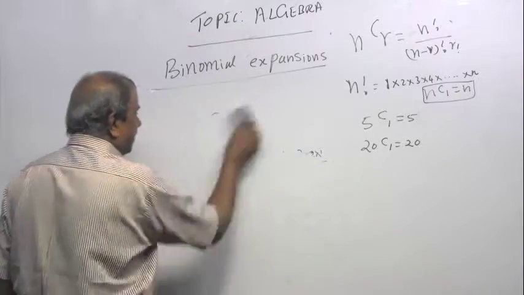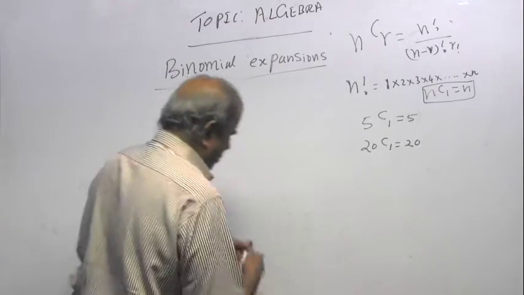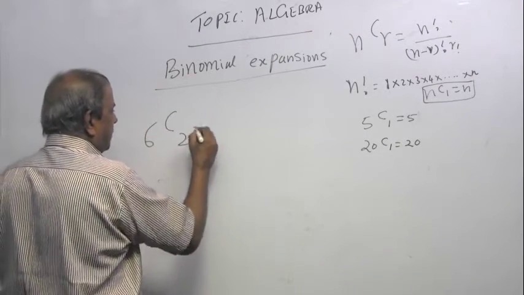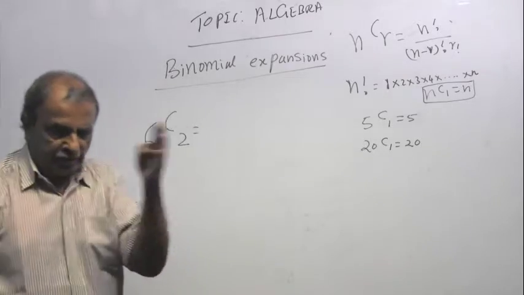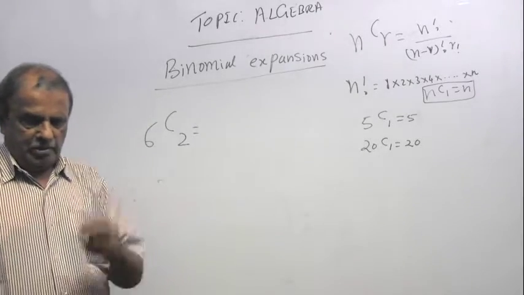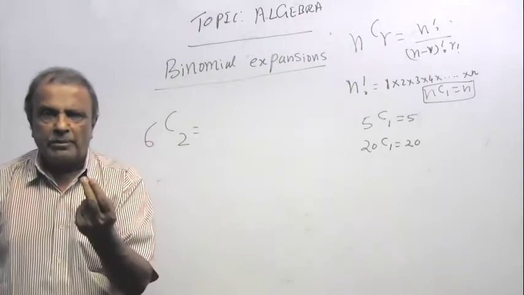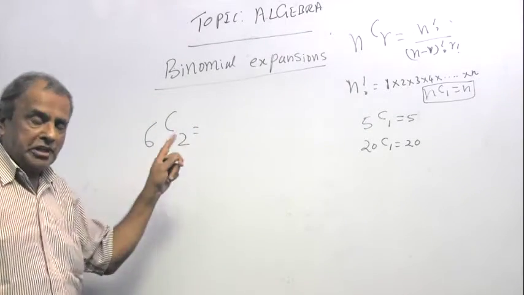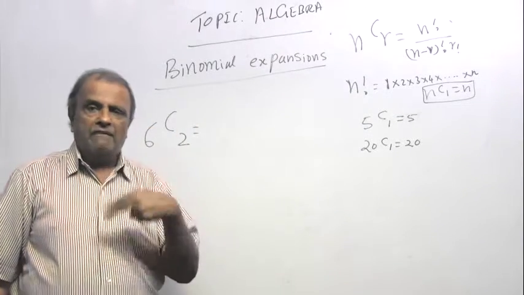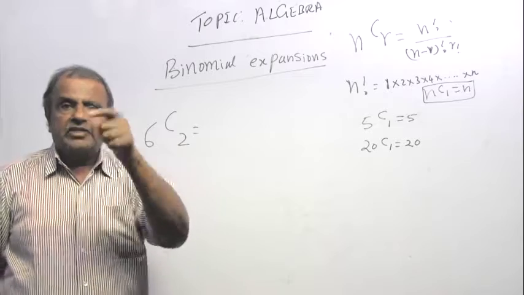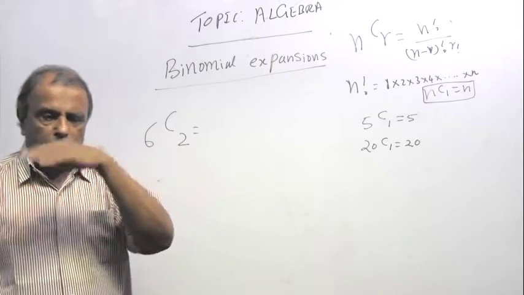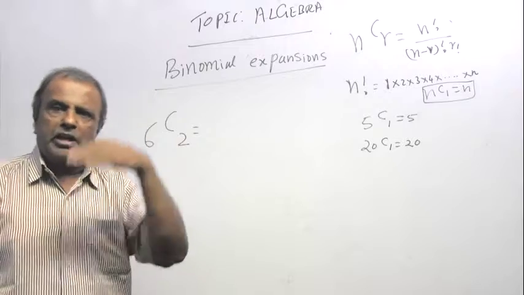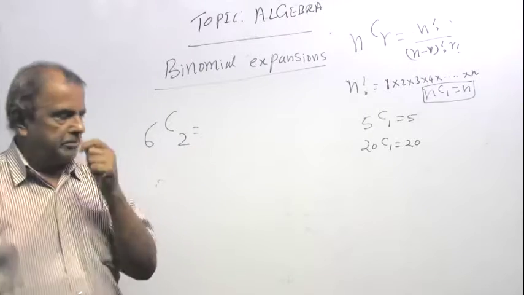To understand this, let's take a simple example. What is the meaning of 6C2? It means you have 6 different things. You pick any 2 of them, 2 at a time, not 1 at a time. 1 at a time would be a permutation. 2 at a time without repeating the selection. The moment you put blue and green, you don't again consider green and blue, because green and blue is the same as blue and green, because you're picking 2 at a time.